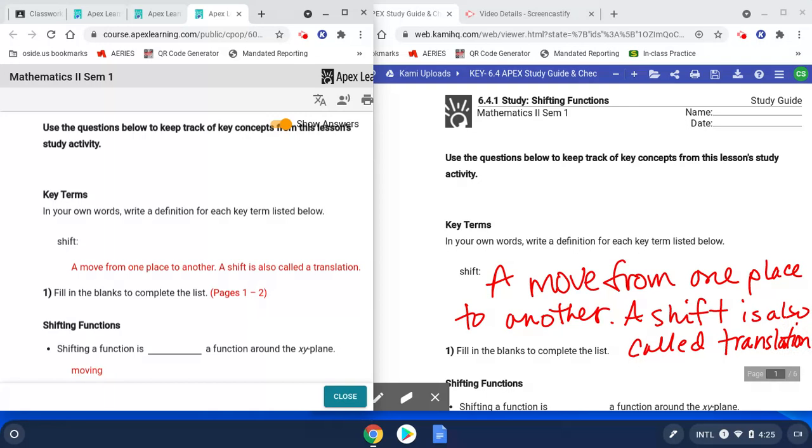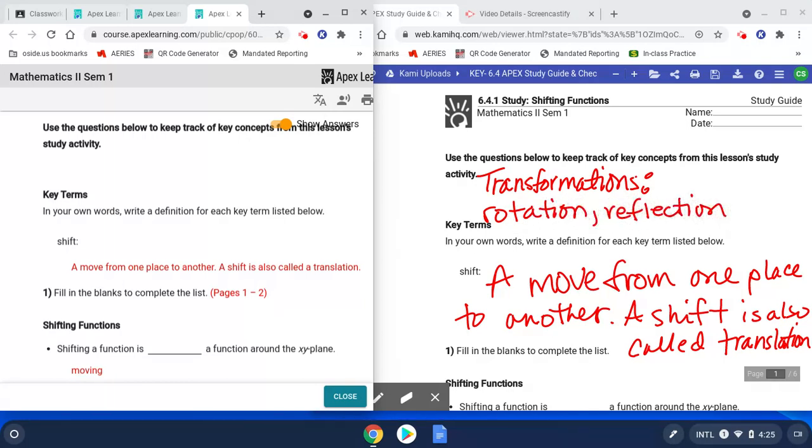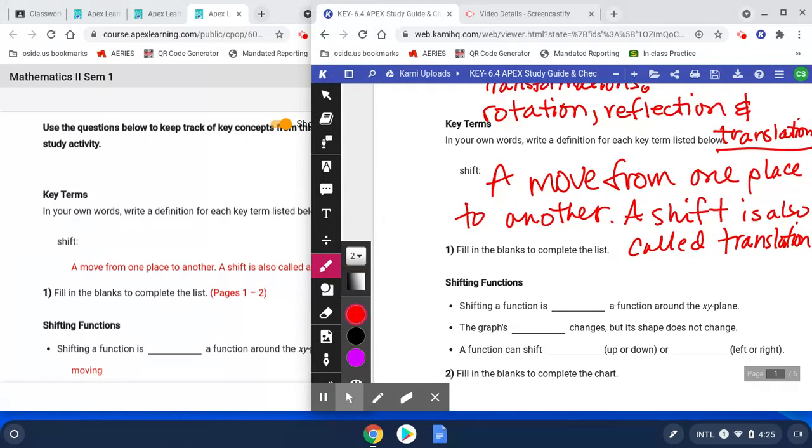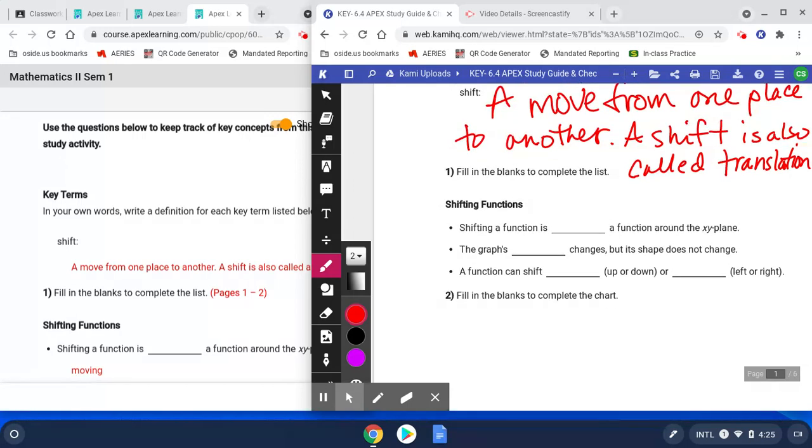I'm hoping you remember that last year in Math 1, right before COVID hit, we were learning about the 3 transformations from Math 1. The 3 transformations were rotation, reflection, and translation, the one that we're going to be talking about now. Translation, I think, is the simplest one because it's just moving or shifting up or down or right or left. So we're now going to be talking about, instead of lines like last year, quadratic or U-shaped graphs and how they shift.